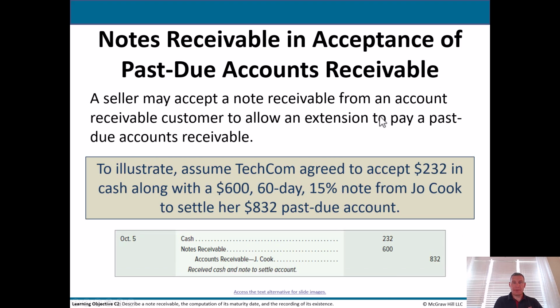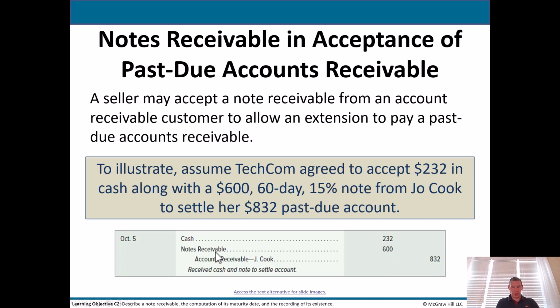So a seller may accept a note receivable from an account receivable customer to allow an extension to pay a past due accounts receivable. So maybe it's been sitting in accounts receivable for 2 months. They call you and say, "Hey, I can't pay this," and you say, "Okay, well, I'm willing to let it continue, but now it's going to be a note receivable because I'm going to charge you interest." So to illustrate, assume TechCom agreed to accept $232 in cash, along with a $600 60-day 15% note from Joe Cook to settle her $832 past due account.